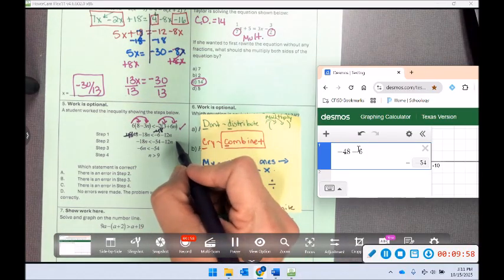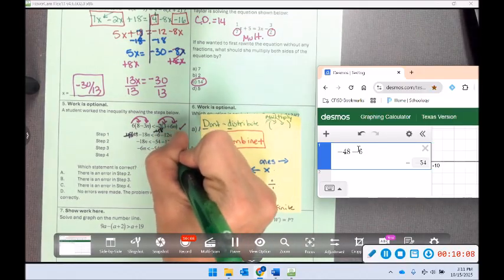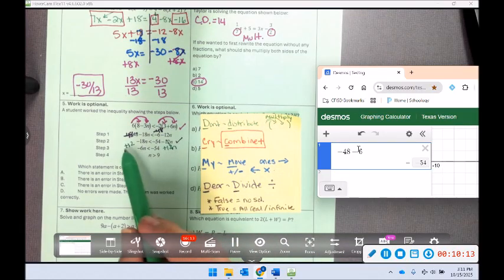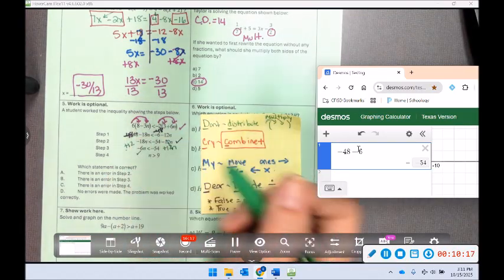And they brought down their minus 12. So that step is also correct. So no mistakes so far. Now I need to move my x's to the left, so I have to move that 12 in. How would you move a negative 12 in? By adding 12 in. So those would cancel. 12 in and negative 18 in is going to give me negative 6, so that part's right.